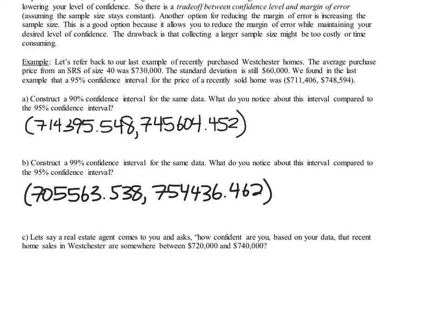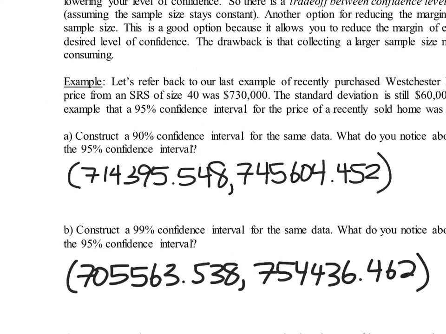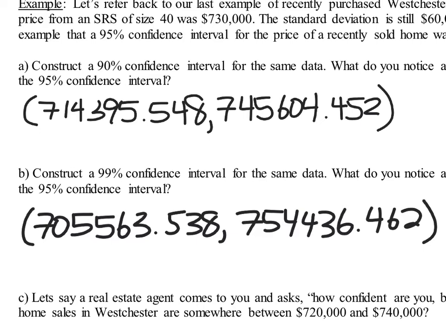All right, so what do we notice about both of these as it compares to the 95% confidence interval estimate? The 90% interval is narrower than 95%, whereas the 99% is wider. Narrower versus wider.